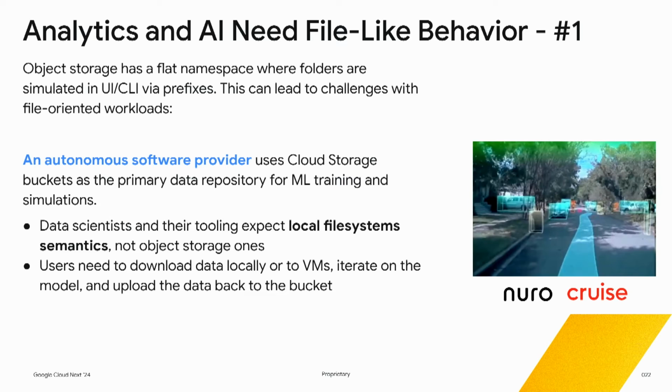We'll take the example of an autonomous software provider, for example, Neuro or Cruise, that's using cloud storage buckets as the primary repository for ML training and operations. So data scientists often expect, with their tooling, local file system semantics, not object storage ones. What that means in this case is that the users need to download their data locally to their laptop or local environment or to their VMs, iterate on the model, and then upload the data back to the bucket. And that can lead to reduced utilization of compute. So how do we help solve this?